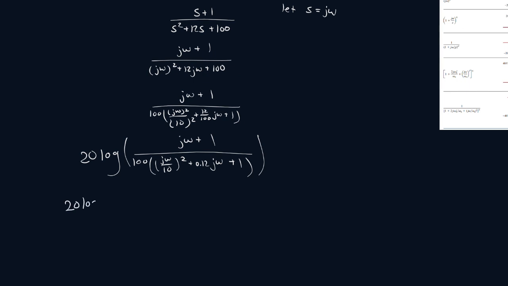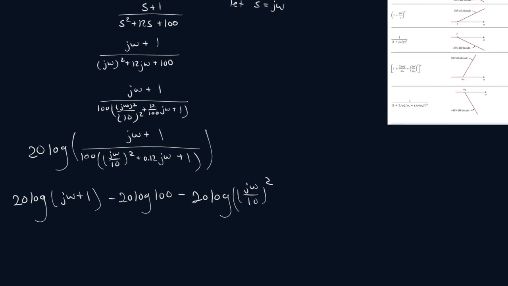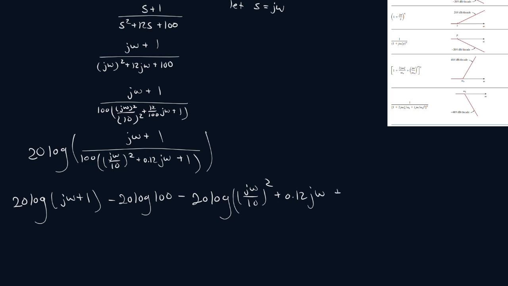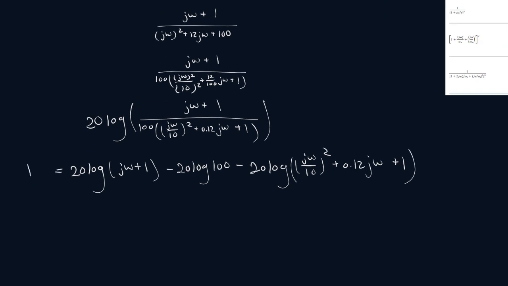Okay, and now let's take the 20 log of all of this. So it'll be 20 log of jw plus 1, minus 20 log of 100, minus 20 log of jw over 10 squared plus 0.12 jw plus 1. Okay, this is going to be your magnitude. Now let's get your phase. So it's going to be tan inverse of imaginary over real, so w minus, so there's no imaginary part of this, so this will just be tan inverse of 0, which is just 0, minus tan inverse.